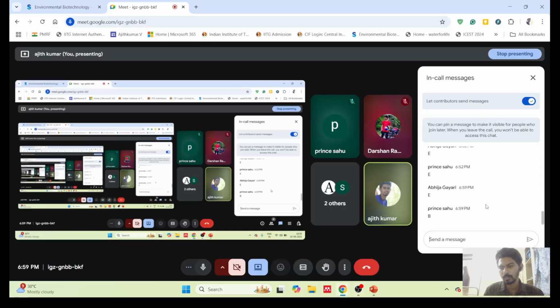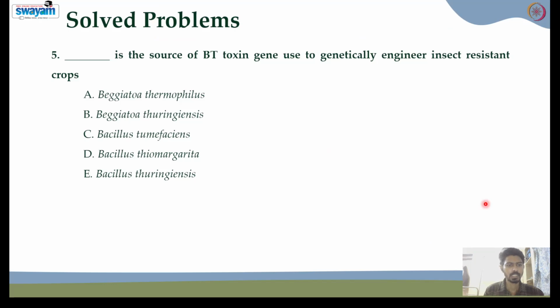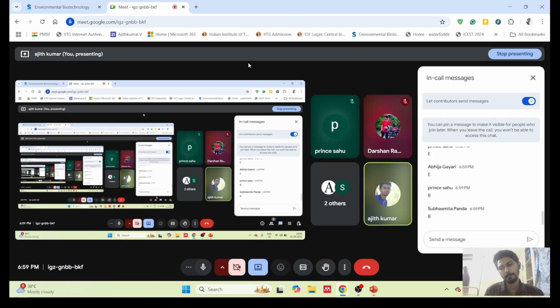B. Bacillus thuringiensis. Okay, Bt toxins. Any other answer? B.